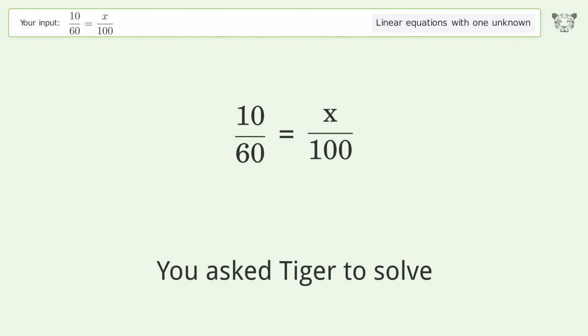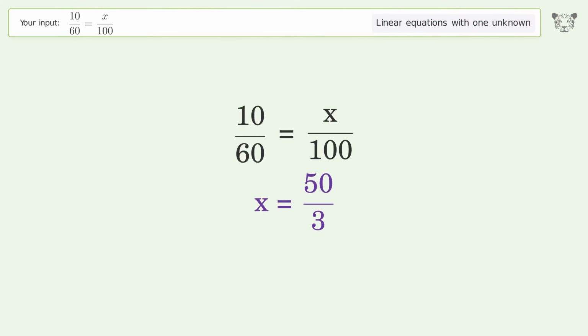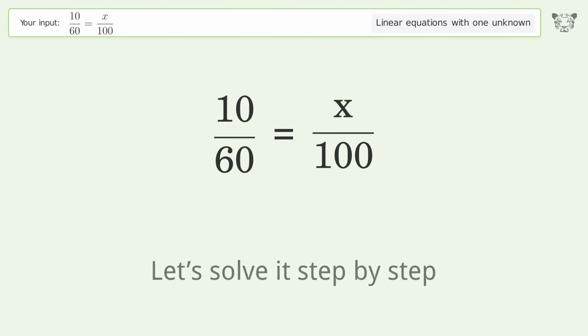You ask Tiger to solve this. This deals with linear equations with one unknown. The final result is x equals 50 over 3. Let's solve it step by step.